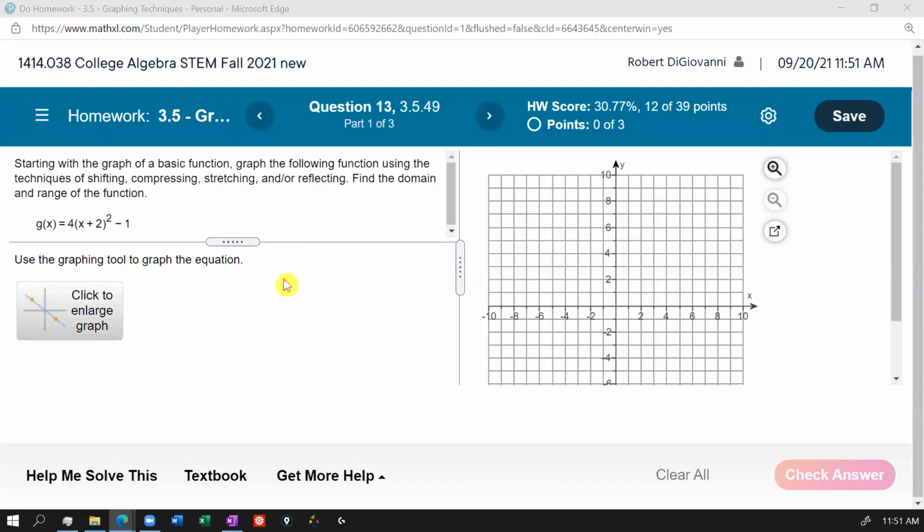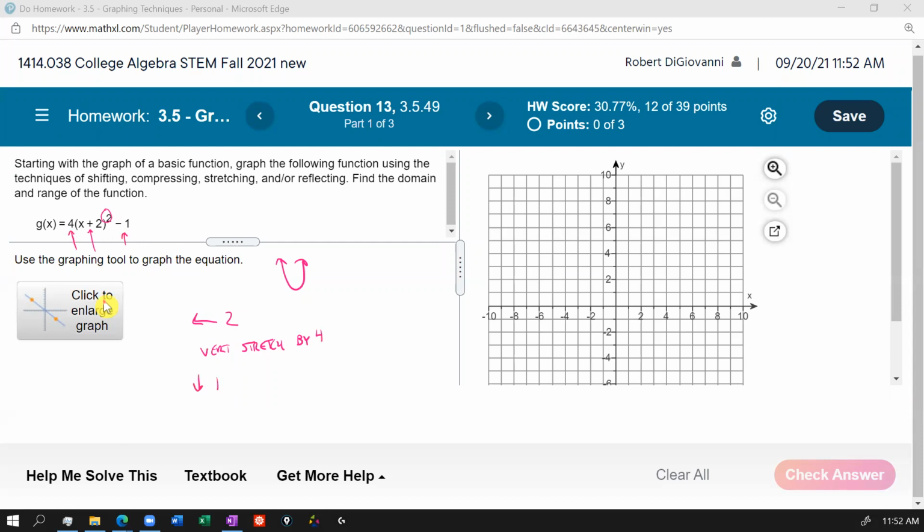Okay, starting with the graph of a basic function, graph the following function using the techniques of shifting, compressing, stretching, reflecting. Okay, so let's take a look here. So we know that this is a parabola. I always start on the inside. This means we are going to move it to the left 2. The 4 means we're going to do a vertical stretch by a factor of 4. And then the -1 is going to move the whole thing down 1.